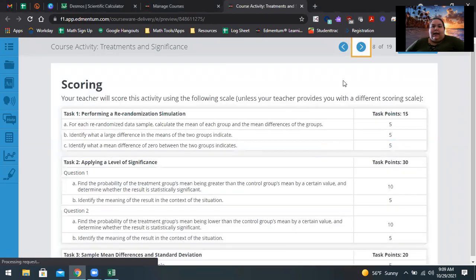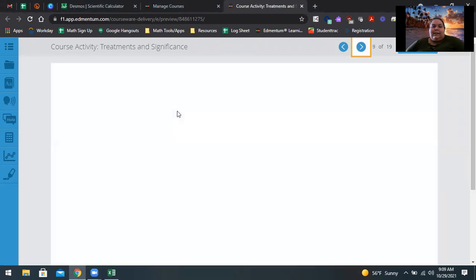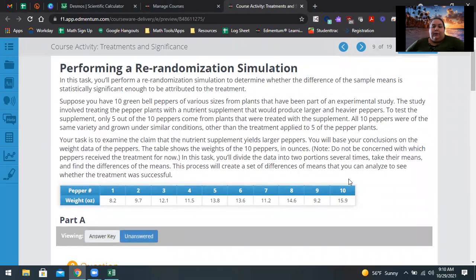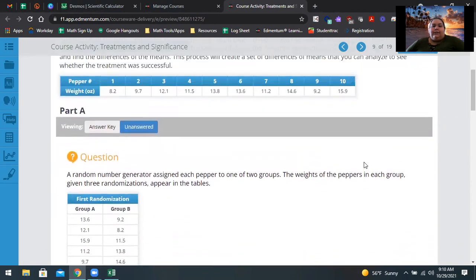Going into task number 1 on slide 9, you have these green bell peppers, and you weighed each green bell pepper, and you have 10 of them. Think of group A versus group B as two baskets. In group A, or basket A, we're going to put 5 bell peppers in the basket, and we're going to put another 5.